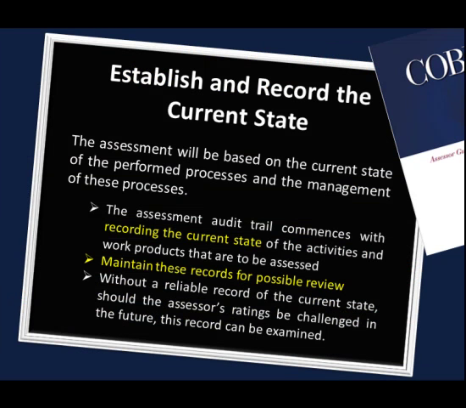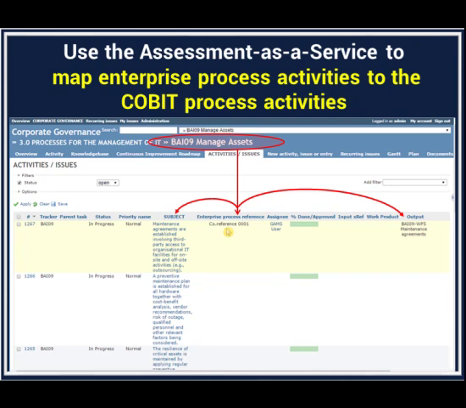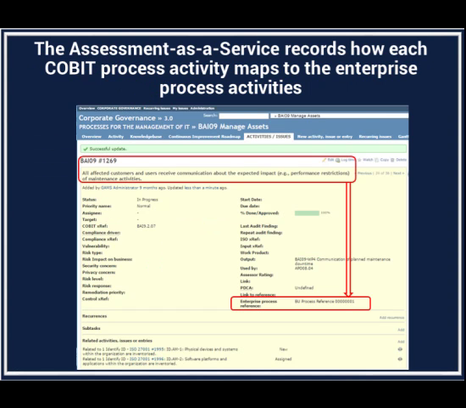The assessment audit trail commences with recording the current state of the activities and work products that are to be assessed. Maintain these records for possible review. Without a reliable record of the current state, should the assessor's ratings be challenged in the future, this record can be examined. List all the process activities selected to deliver the outcome expected together with the required work products. Use the assessment as a service to map enterprise process activities to the COBIT process activities. The assessment as a service records how each COBIT process activity maps to the enterprise process activity.